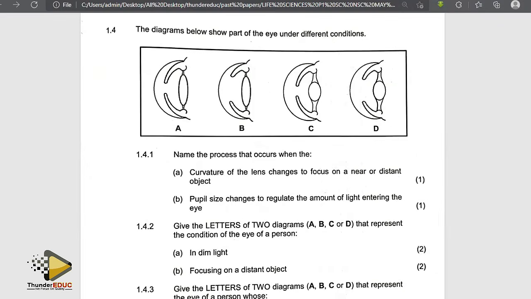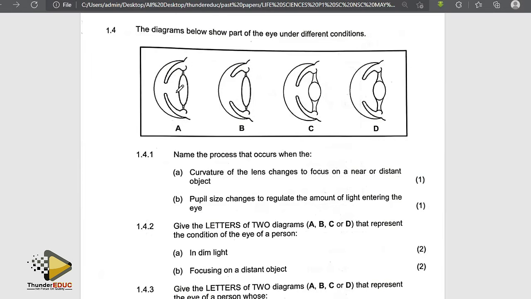Okay, they are saying the diagram below shows the eye under different conditions. What makes them different? What makes them different is the lens. You see the lens here? And also the lens here. These are two different conditions.